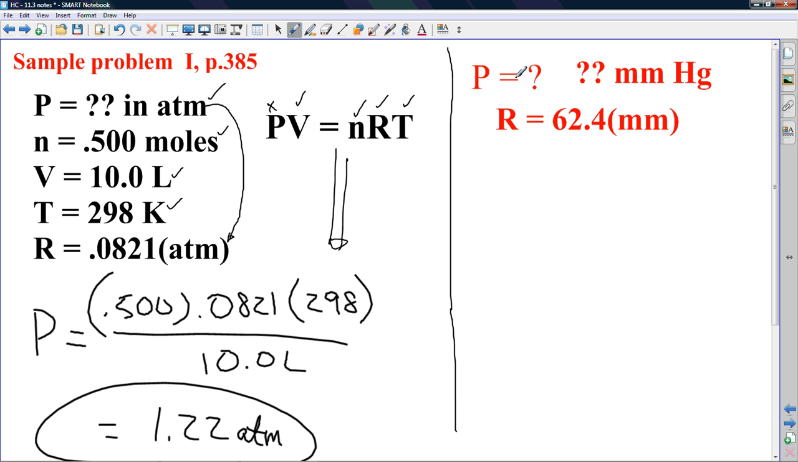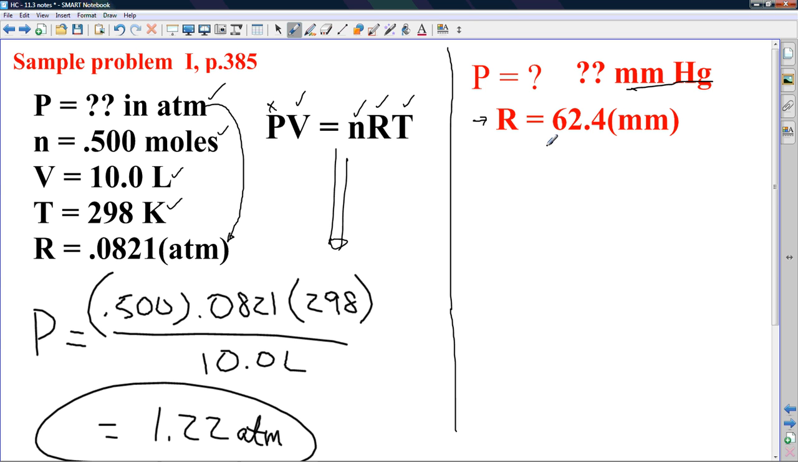Well, now let's just say the problem was set up slightly different. What if they said they want us to find the pressure in millimeters of mercury? How does that change the problem? It doesn't. The only thing that does change in terms of the numbers we put into the calculation is the R value. The calculation's the same, but instead of putting in 0.0821, which represents the R value if they want atmospheres, now we're just going to plug in 62.4.